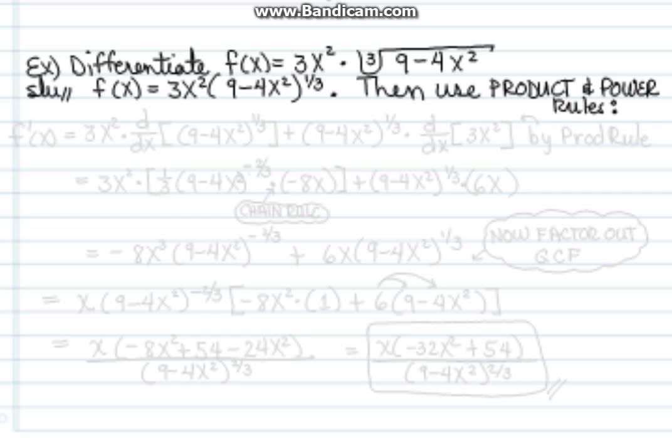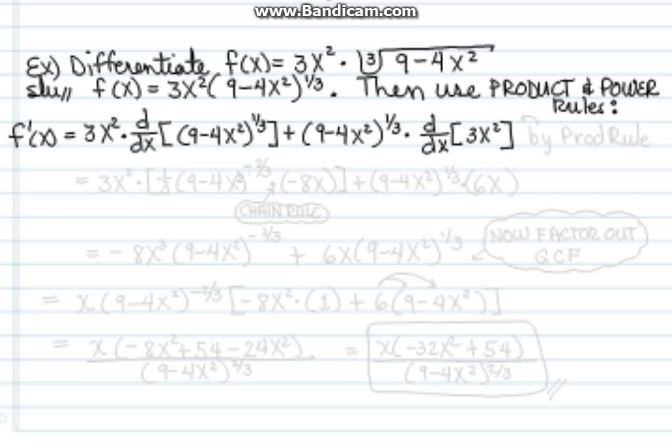So we have f prime of x is equal to the first times the derivative of the second, plus the second times the derivative of the first. That's the product rule. First times the derivative of the second plus second times the derivative of the first. Okay, let's find these derivatives.